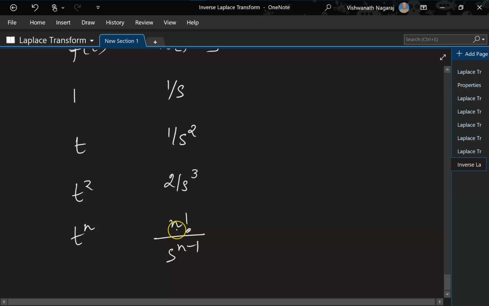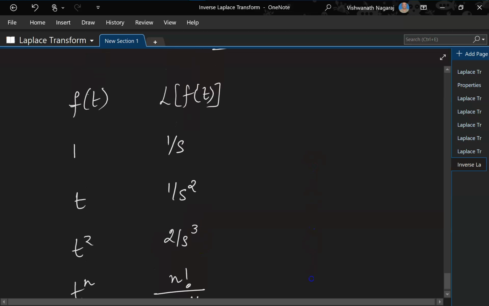Okay. So now if it is 2, then this becomes what? 2 factorial is 2 itself by n minus 1. No, this is plus 1. So while writing this itself, just verify. If it is 2, that is t square, then this will be 2 factorial by s to the power of 2 plus 1, 3. Yes. Similarly, if it is 1, it will be 1 factorial, which is 1 by s square.